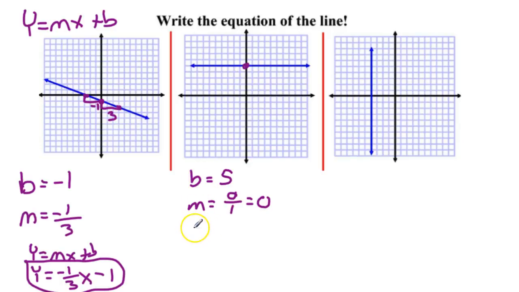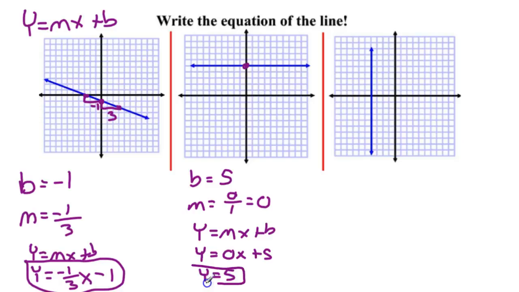So if I wrote this equation, I can say y, again, equals mx plus b. y equals, the slope is 0, so 0x. The y-intercept is 5, plus 5. And it simplifies. 0x is just 0, so this is really y equals 5. Bam. There we go. This one over here is another special case.